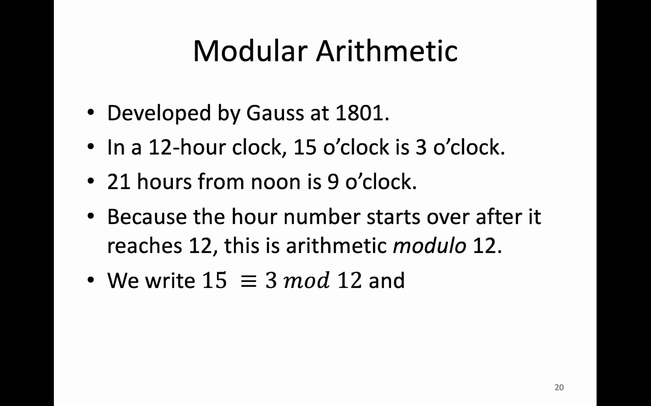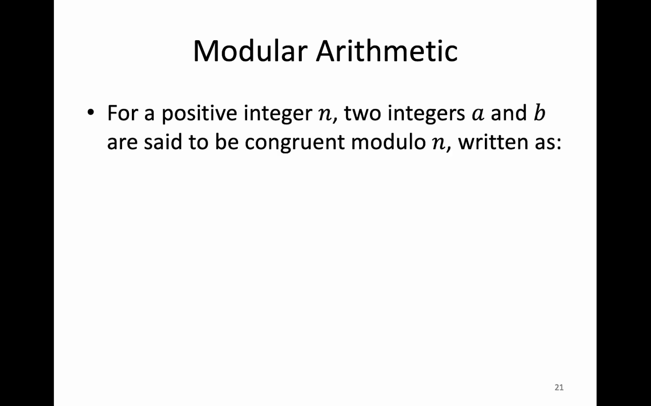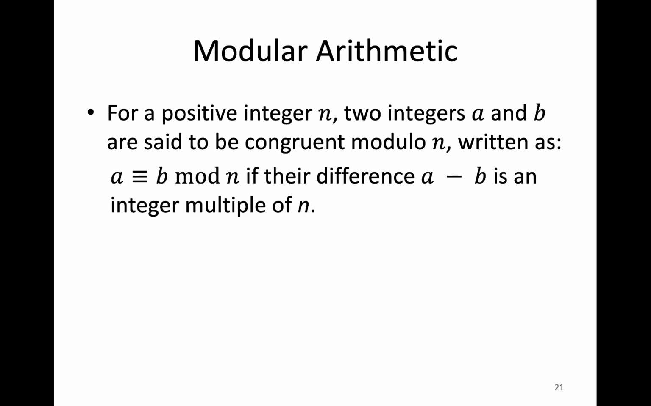So we would write 15 is congruent to 3 mod 12, and 21 is congruent to 9 mod 12, and 33 is congruent to 9 mod 12 as well. For a positive integer n, two integers a and b are said to be congruent mod n, written as a ≡ b mod n, if their difference a minus b is an integer multiple of n.